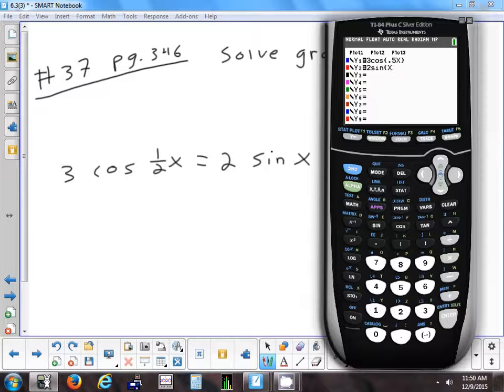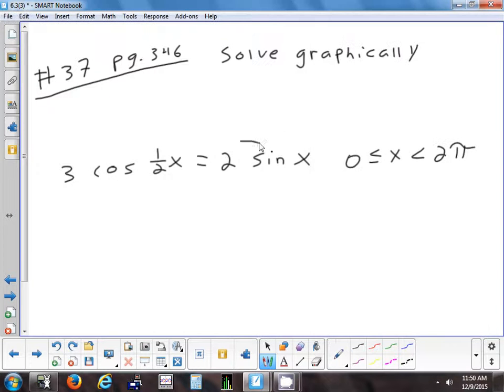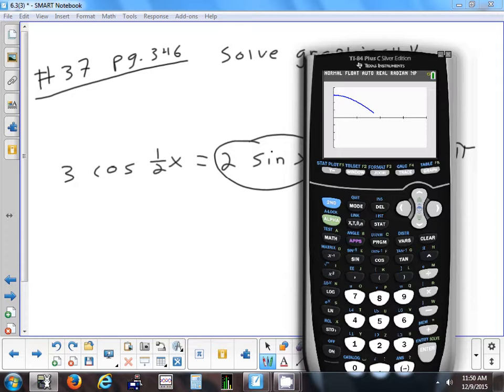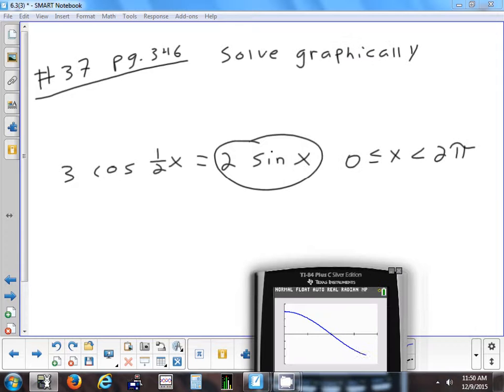You would what? Careful, not divide, but subtract. If you wanted to put this on the other side, you could subtract it. What that would do is actually show us what this graph looks like. Right now, we're not going to see that. We're going to graph two separate things and see where they cross. All right, so let's do that. They wanted 0 to 2 pi, so we're good.